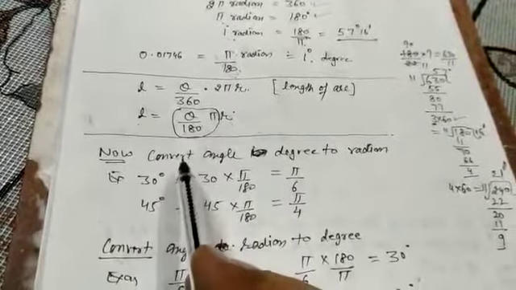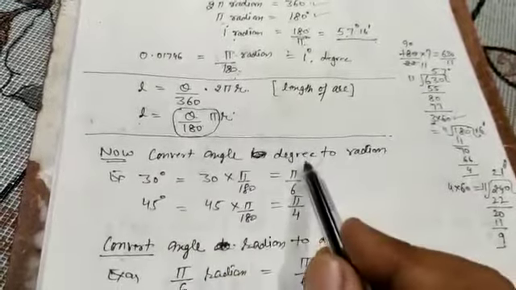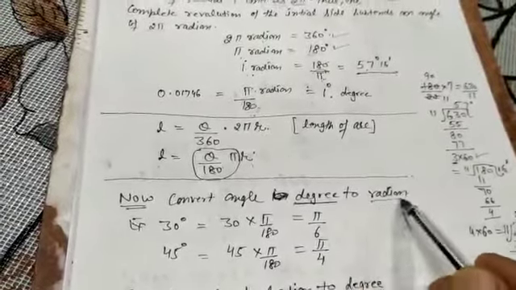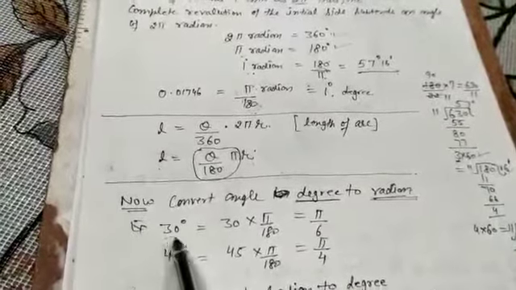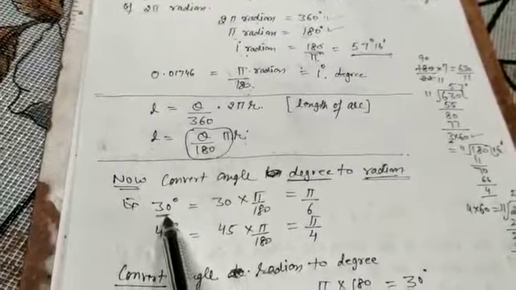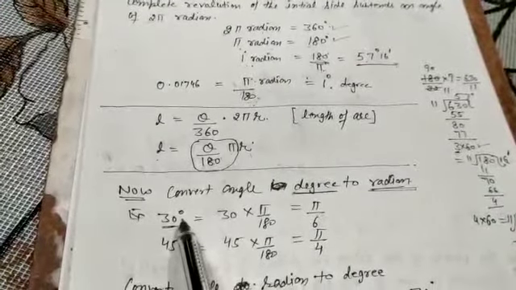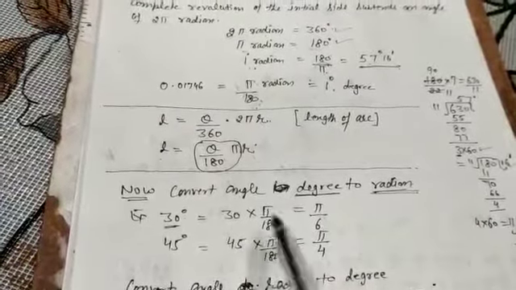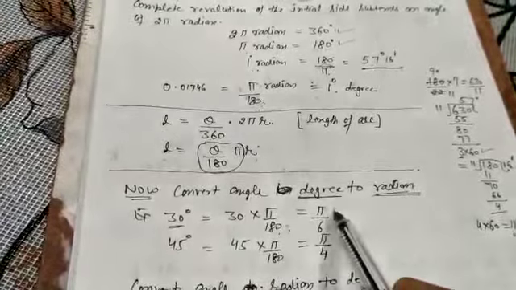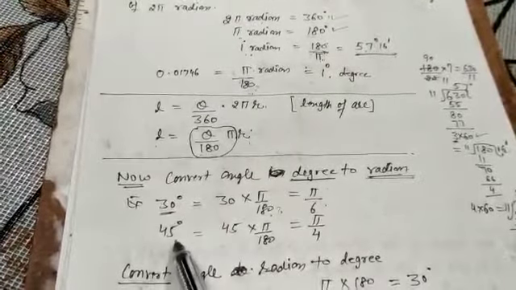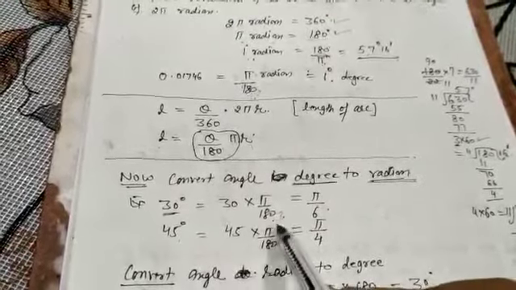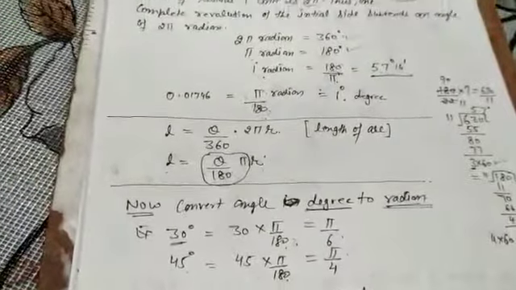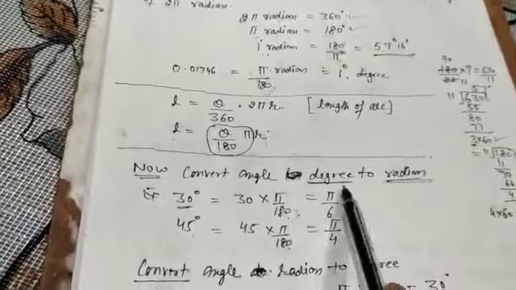First, convert an angle from degree to radian, which means the angle is provided in degree and you have to convert it into radian. For example, the angle 30 degree. You remember, when you want to convert an angle from degree to radian, it should be multiplied by pi by 180, and 30 gets cancelled with 6, so it becomes pi by 6. One more example, 45 degree: 45 into pi by 180 becomes pi by 4. This is the way to convert degree into radian.